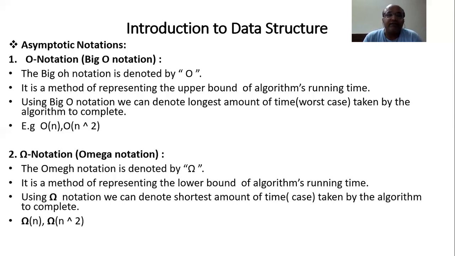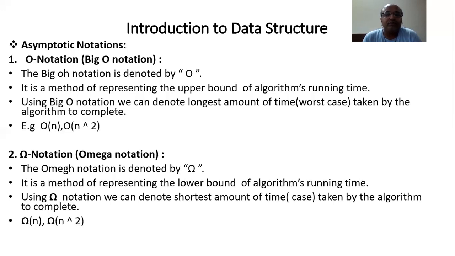Correct? We have already derived that, but at that time you were not aware of what exactly this Big O is. So this Big O indicates the upper bound of an algorithm's running time. Correct? So this is your first notation, which represents the upper bound.